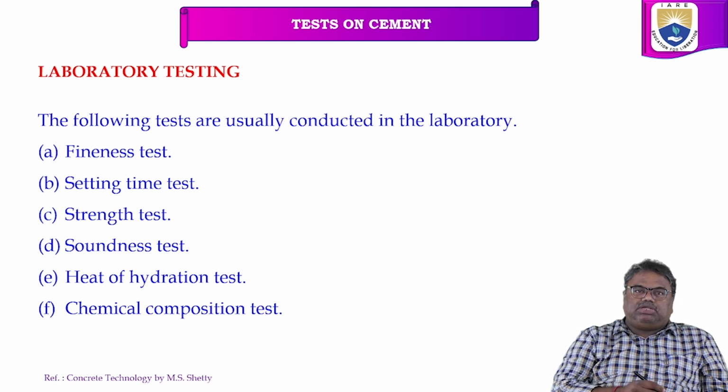The compressive strength especially. So compressive strength of the cement we can find out by using the strength test. And the soundness test, yes, we have to do the soundness test by using the Le Chatelier apparatus. And the heat of hydration, so we have to check the heat of hydration also. And what are the chemical composition tests? So these are the six different types of tests we can do in the laboratory. So we'll see one by one.